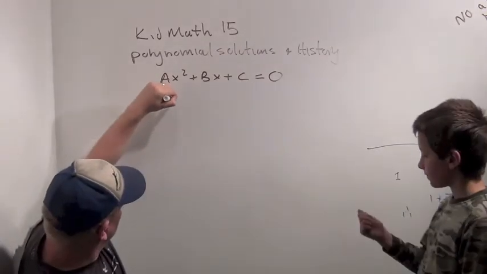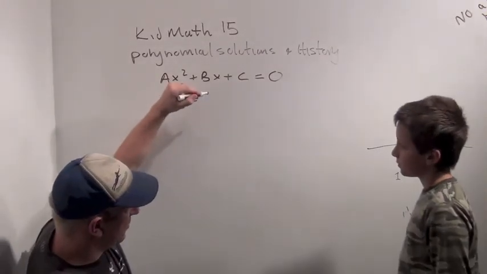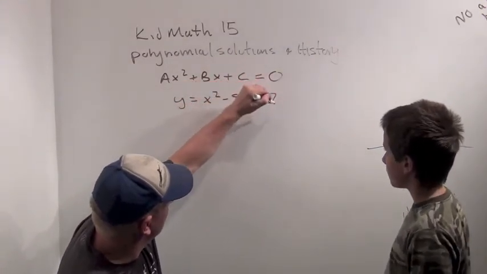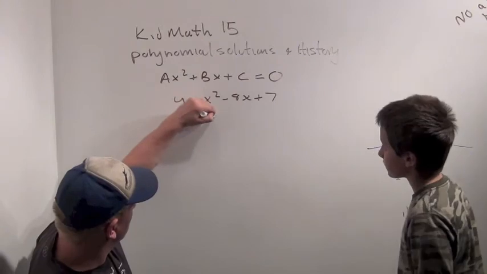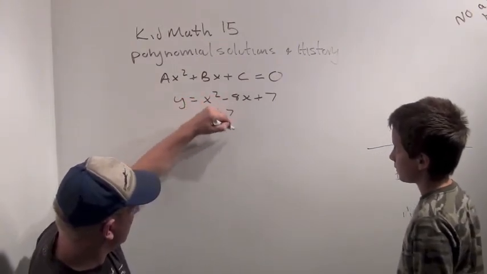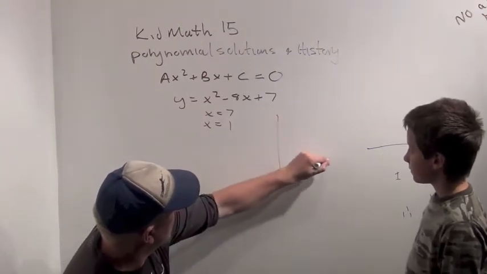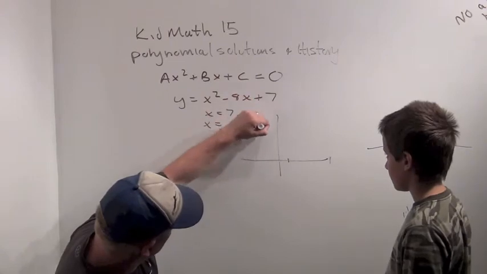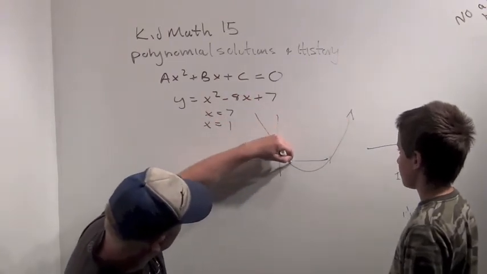For example, this morning we looked at the graph of y equals x squared minus 8x plus 7. And we found that x equals 7 and x equals 1 make this 0. So we plugged it into Mathematica. Here's 1 and here's 7, and we found a parabola, just like we thought it would be.